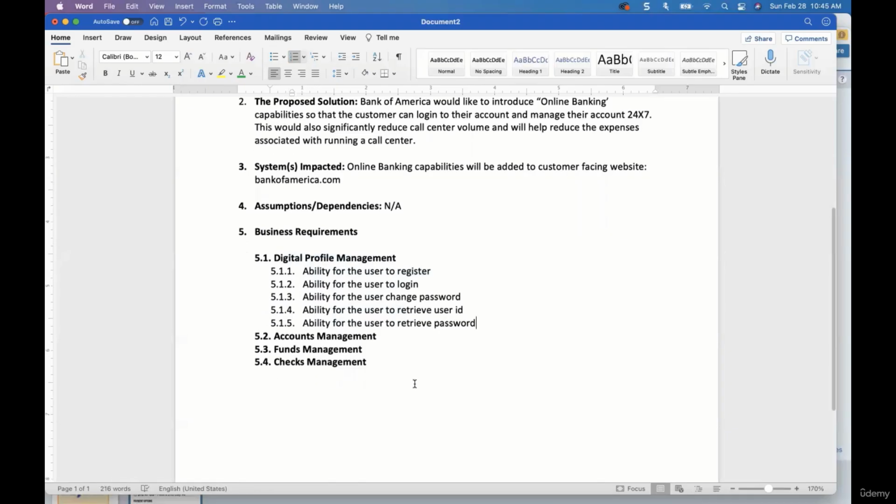Good enough. So these are all the things I want the user to do within the module of digital profile management. Make sense? So what is the format I'm using to write a business requirement? I use the language: ability for the user, or ability to do this, ability for the user to do that. So if I ask you this question, what is the question that a business requirement answers?